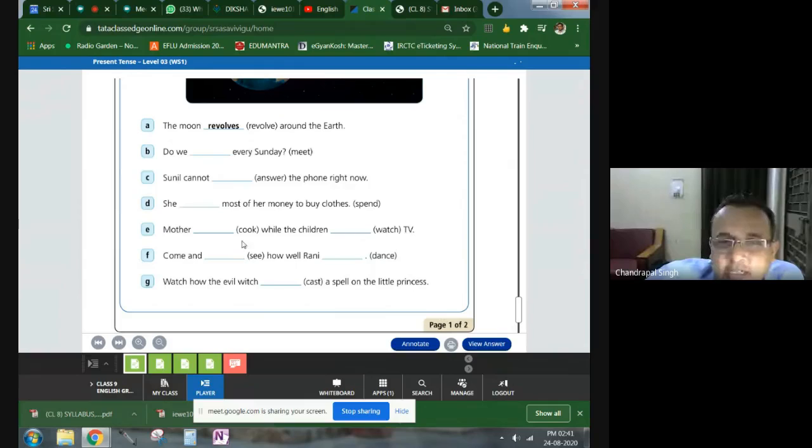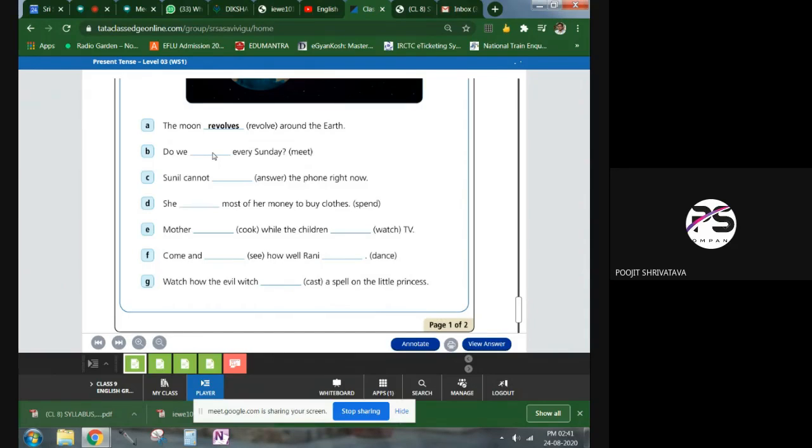So now in every sentence, you have a verb given in brackets. In the blank space, you need to put that verb in the correct form, whichever is suitable for the statement. Pujit will be reading sentences, and whoever wants to answer can simply ask for permission and give the answer. Pujit, start reading one by one. Do we dash every Sunday meet?